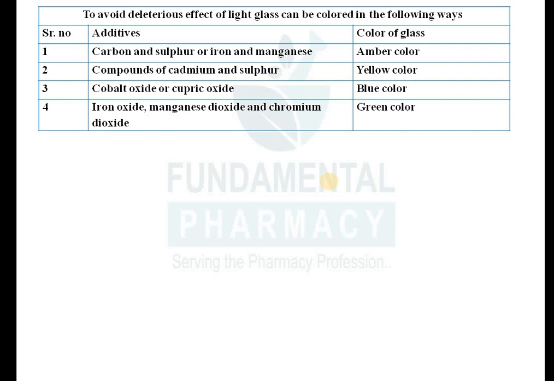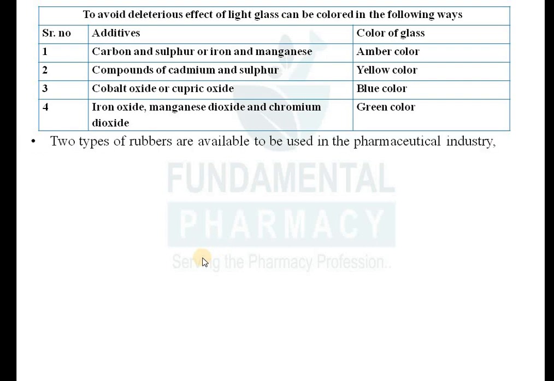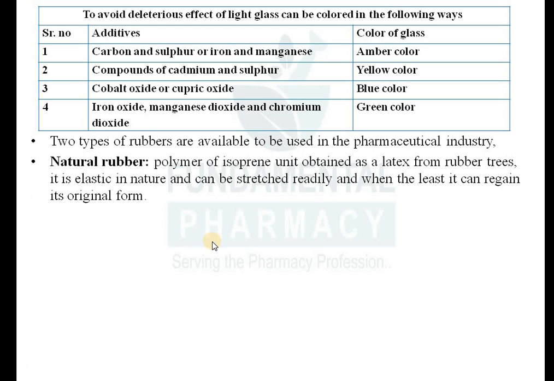So there are different uses of rubber in the pharmaceutical industry: for insulation, conveyor machines, then again for rubber caps, etc., etc. So there are basically two types of rubber available for use in the pharmaceutical industry. These types of rubbers, the first one is natural rubber.